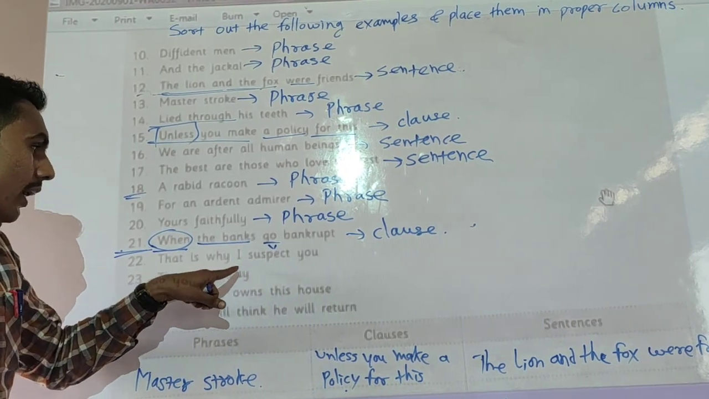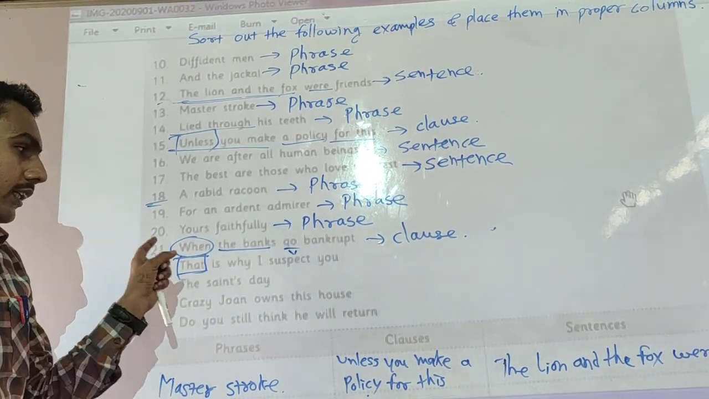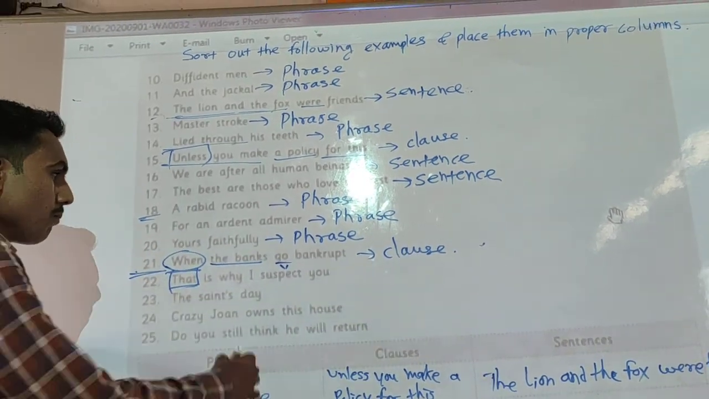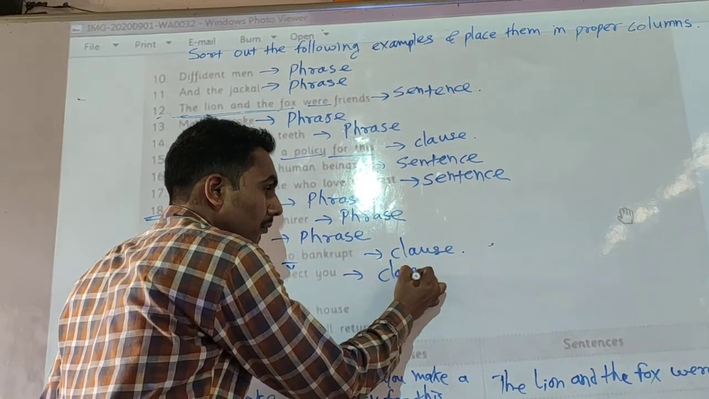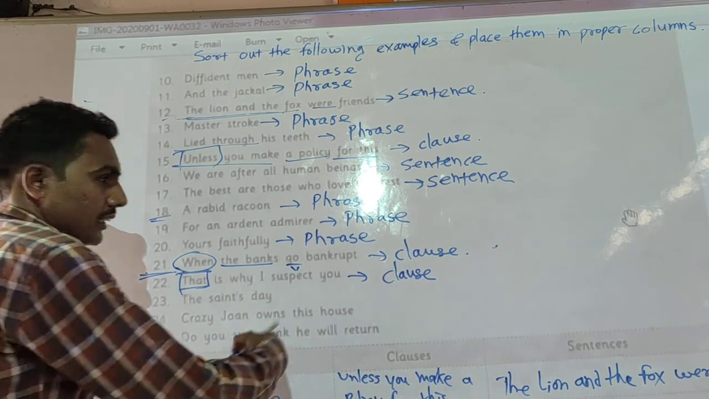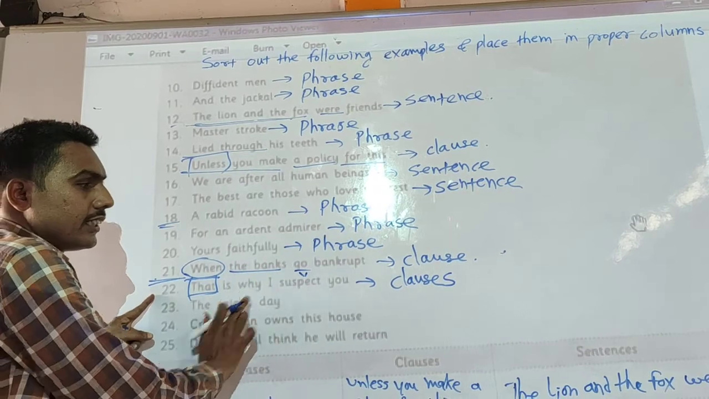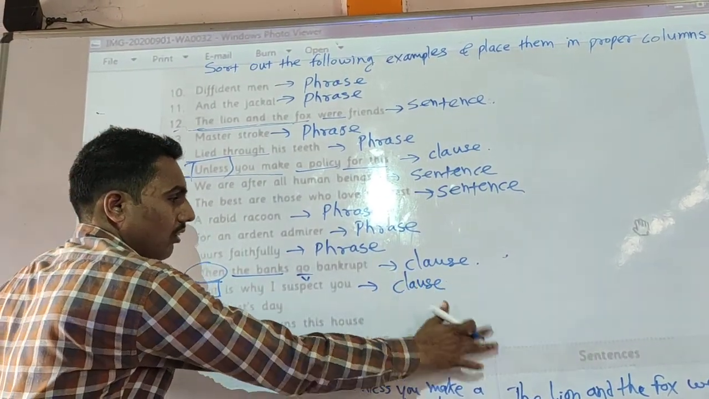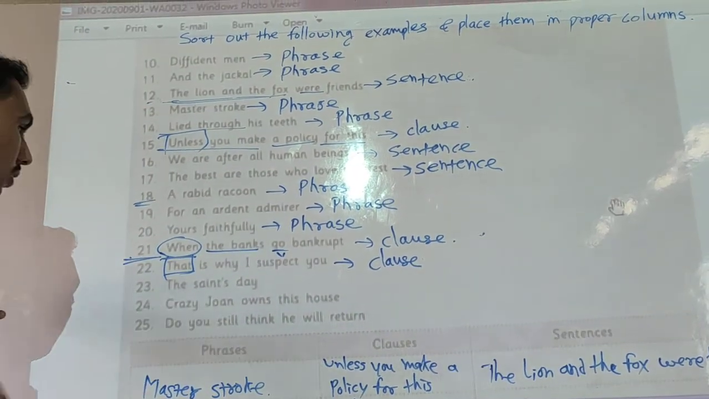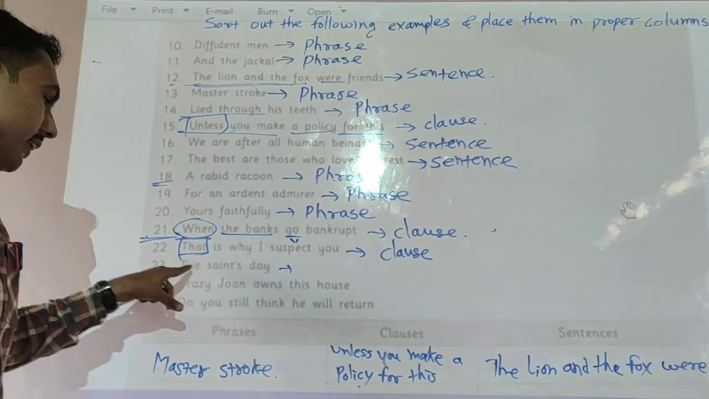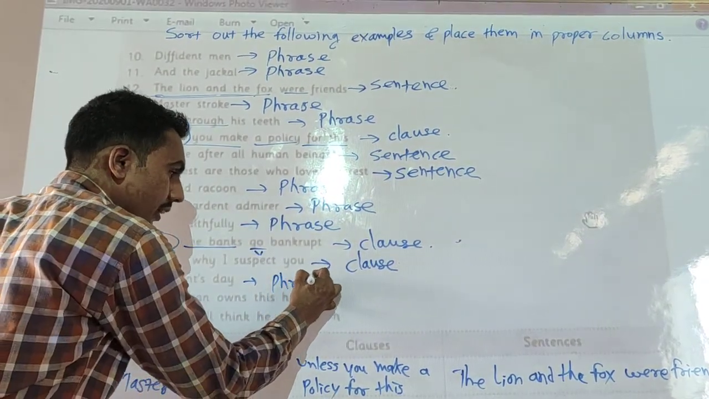Next one, "that is why I suspect you". Look here, "that" is also a subordinating conjunction. So put this example into the clause column. This sentence is singular, so I write here clause only. Then next, "the sends day". You can write this example into the phrase column. It is also one phrase.